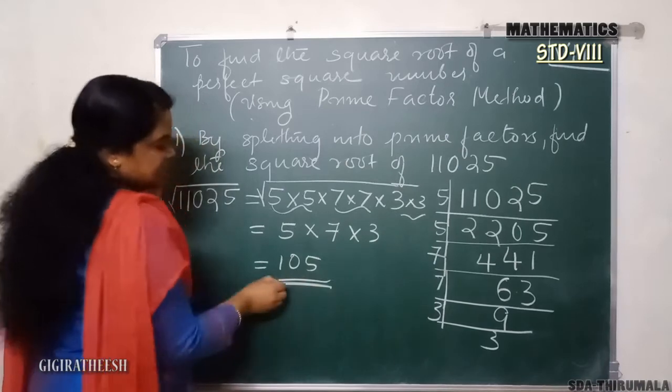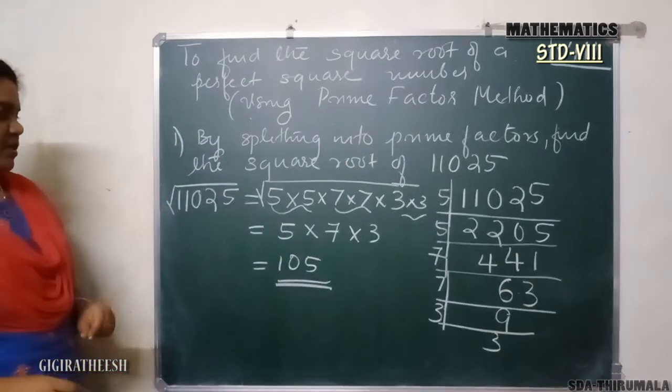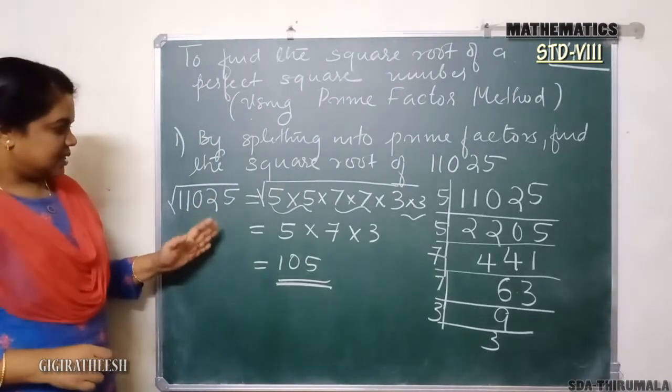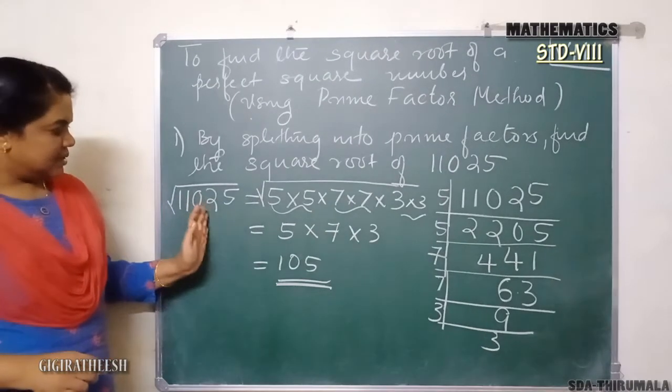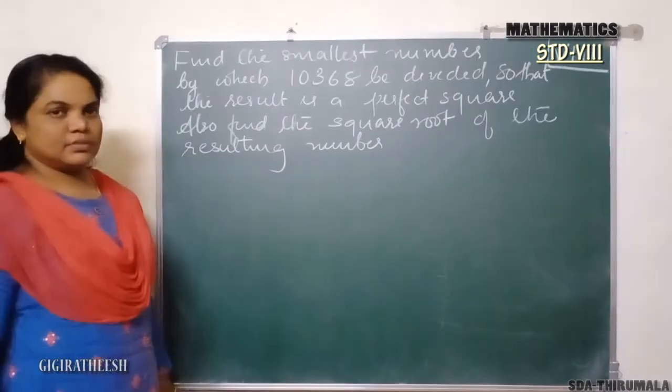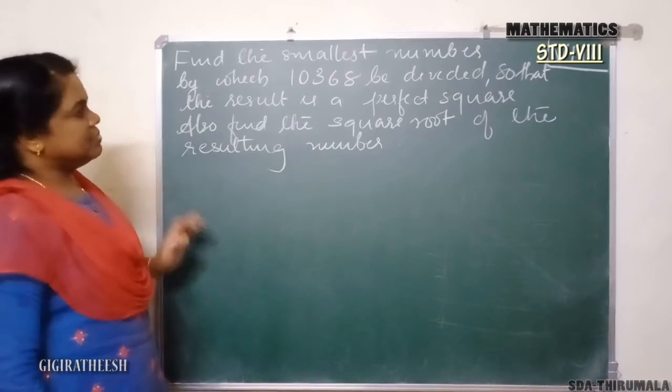This is the answer. 5 times 7 is 35, and 35 into 3 is equal to 105. This is the square root of this number, 105.